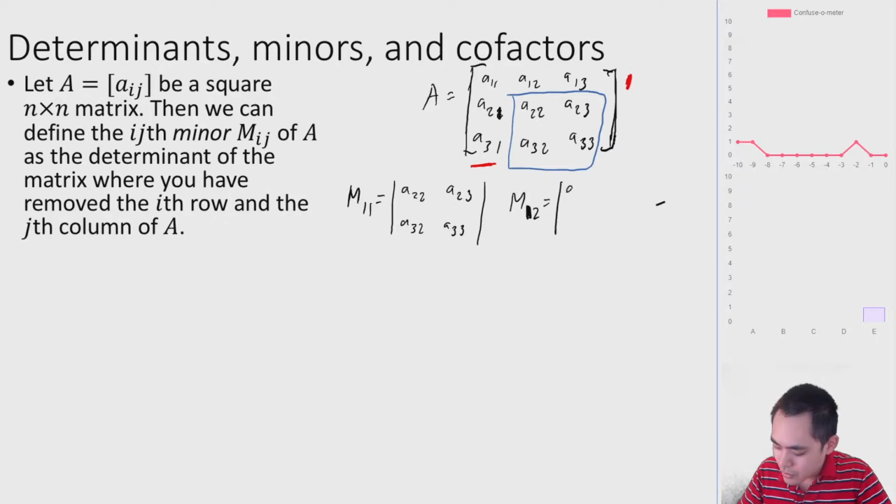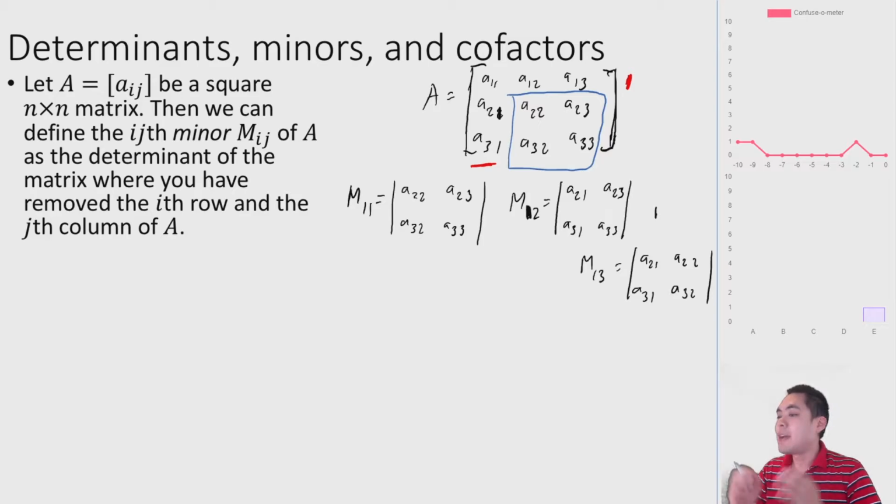Similarly, the M12 minor is going to be equal to the determinant of A21, A23, A31, and A33. And so on. So we also have an M13 minor, which is going to be, let me write this in a little bit more space actually. Yeah, so let me just write it down here. The M13 minor is going to be the determinant of A21, A22, A31, A32.